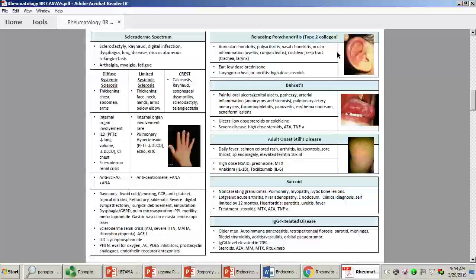Going back to RA, I forgot to mention this in RA, I'm sorry. So they start saying that they have hoarseness of the voice. What are you worried about with RA?